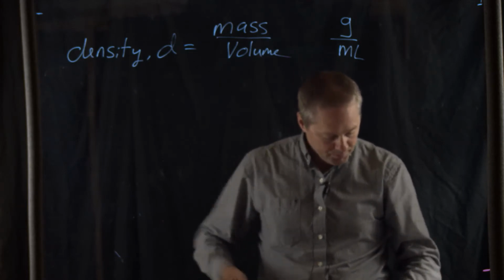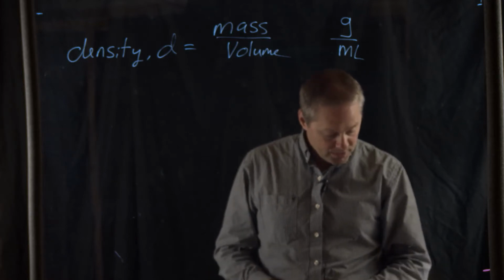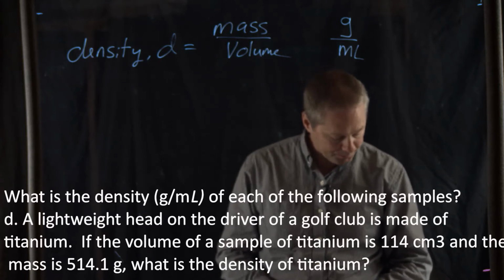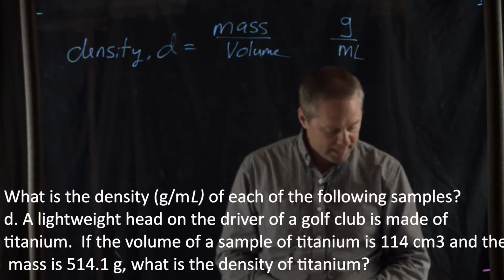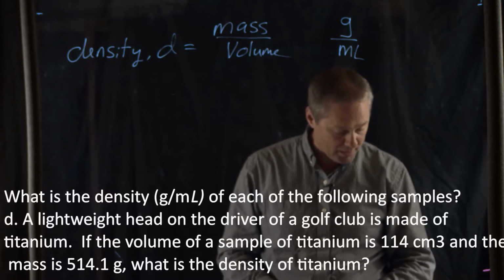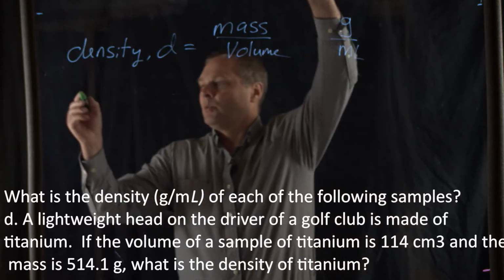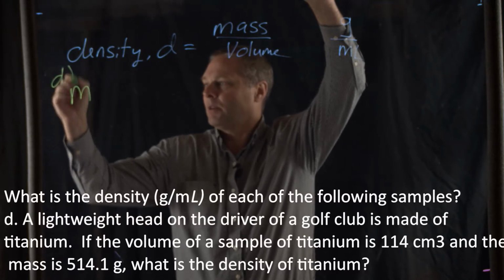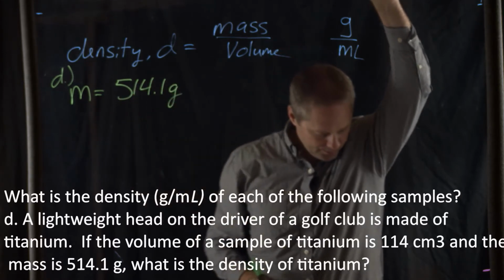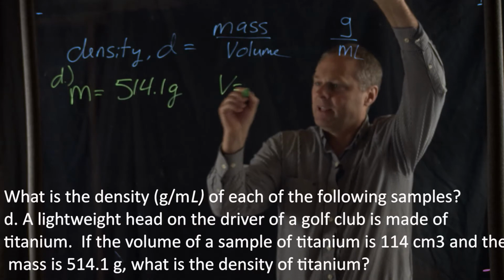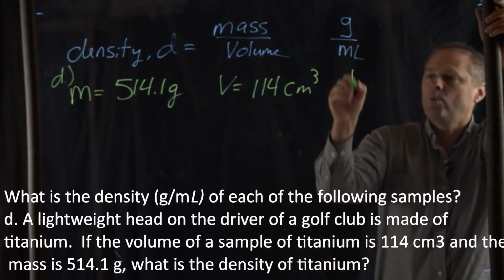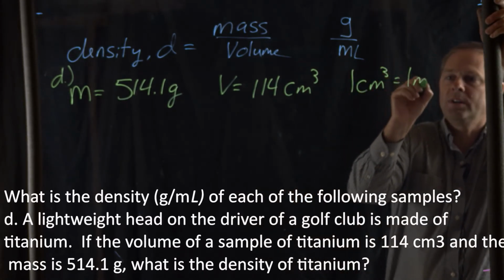And the very last problem states that a lightweight head on the driver of a golf club is made of titanium. If the volume of the sample of titanium is 114 cubic centimeters and the mass is 514.1 grams, what is the density of titanium? So we start with the mass. This is part D. The mass is equal to 514.1 grams. The volume is equal to 114 cubic centimeters. Now remember that 1 cubic centimeter is equal to 1 milliliter.